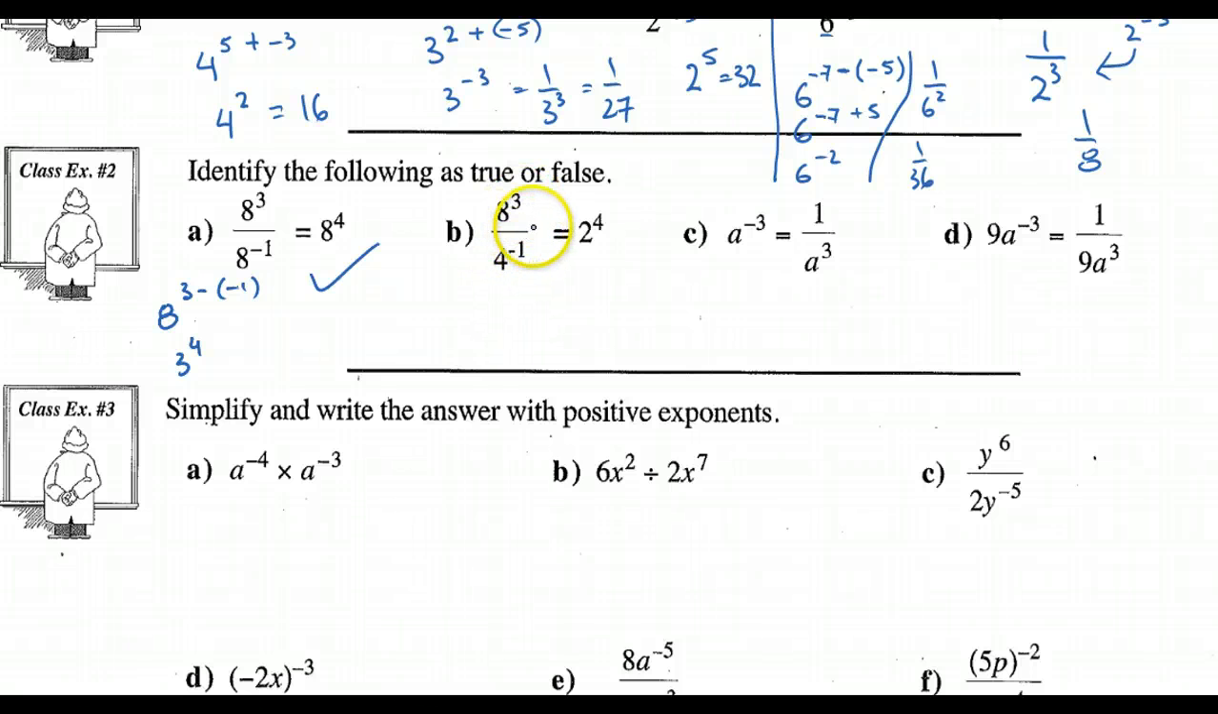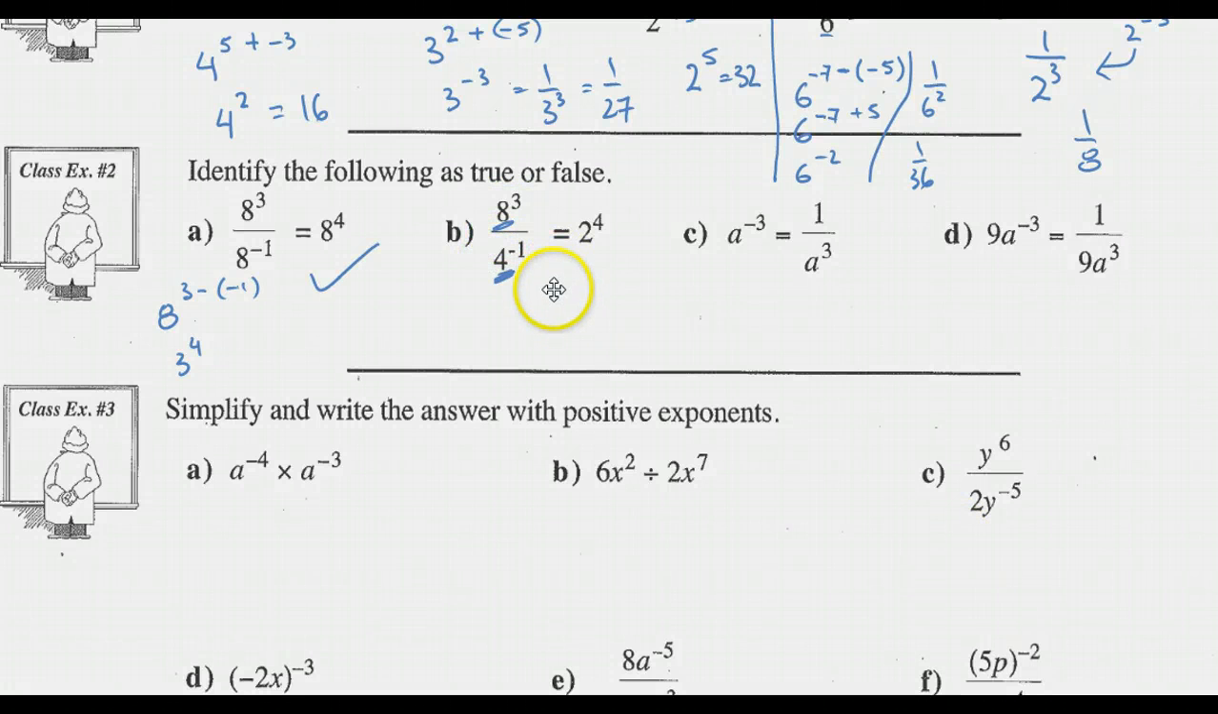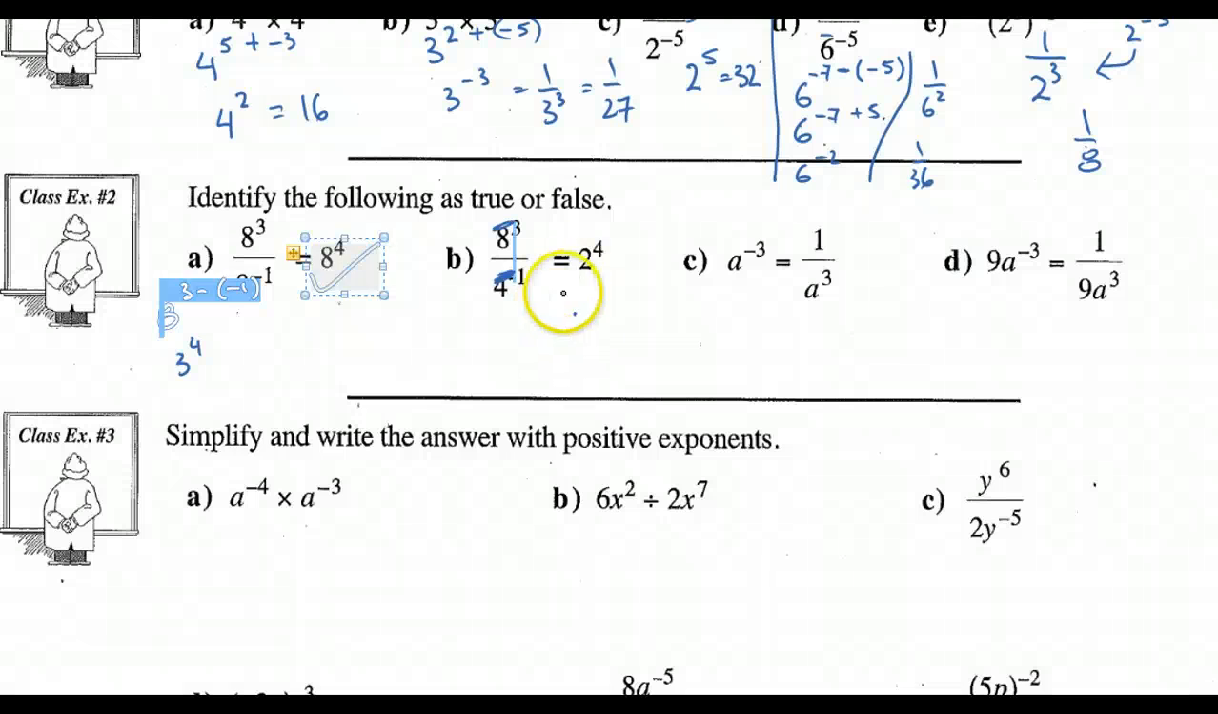Here we have 8 to the 3 over 4 to the 1. Well, we can't do this one for now, because our bases are not the same. 8 and 4, we can't just divide 8 and 4. So that one is no good. Next, 8 to the negative 3 is 1 over 8 to the 3. Great.